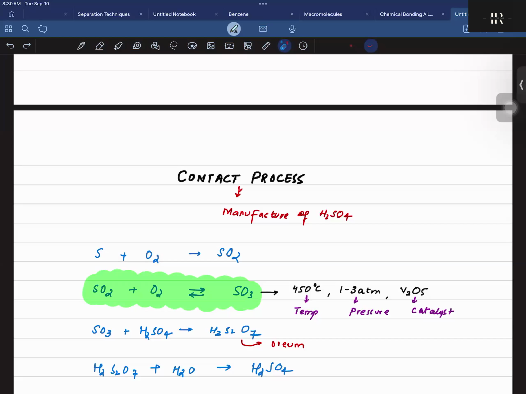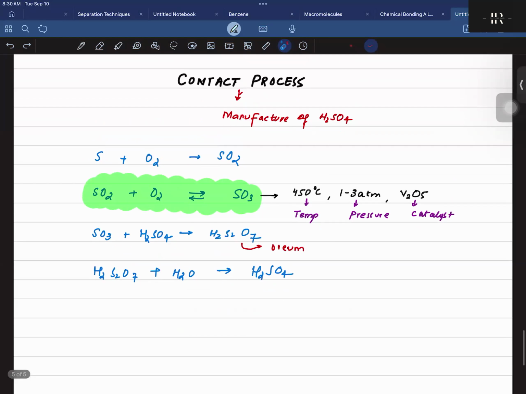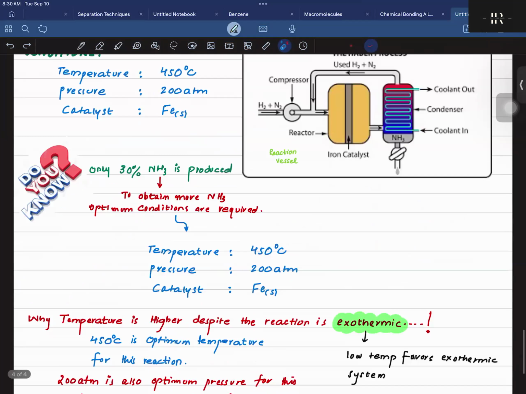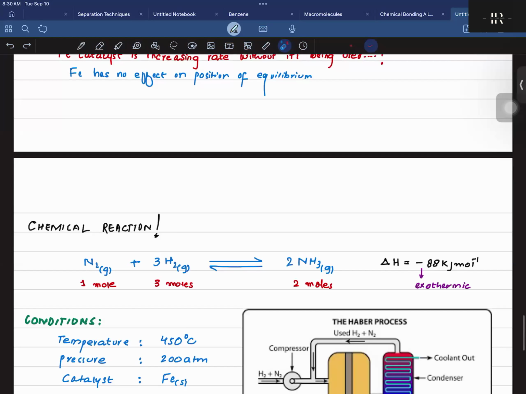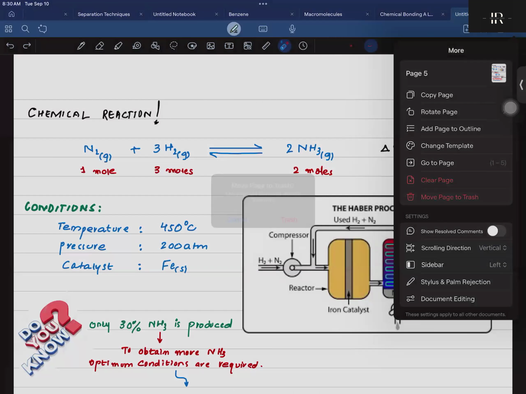Then we have the contact process. In this process, we are going to prepare sulfuric acid, basically.